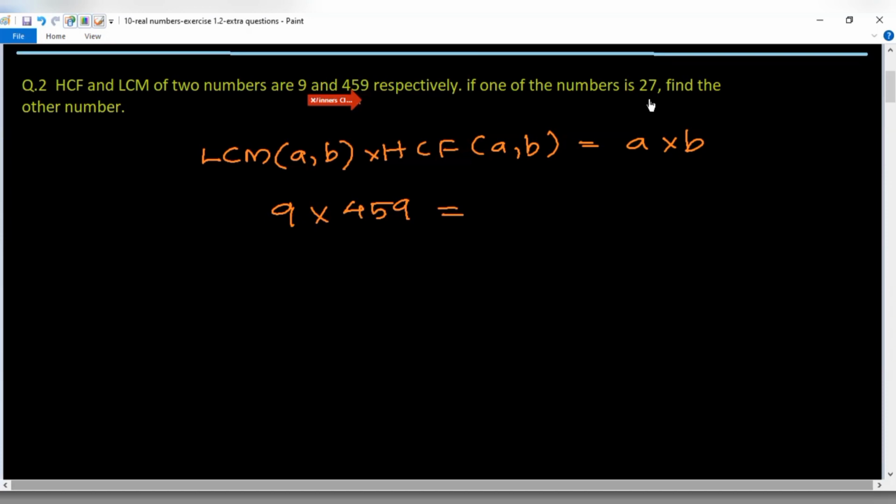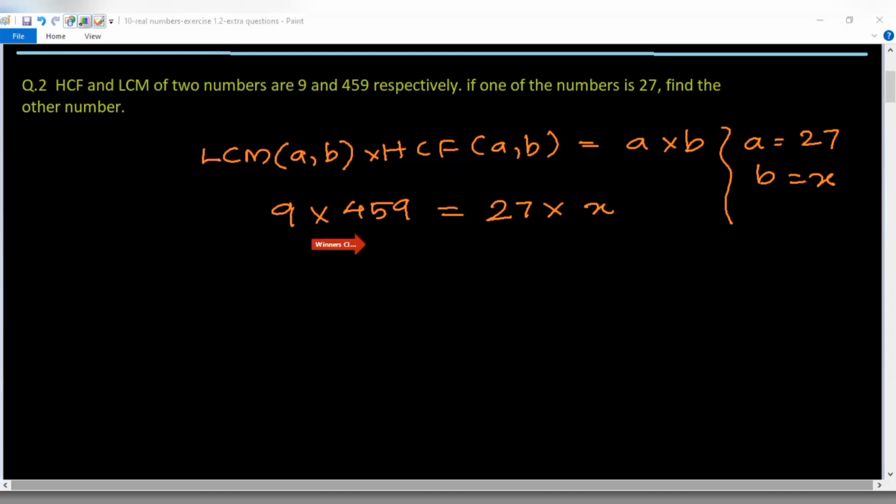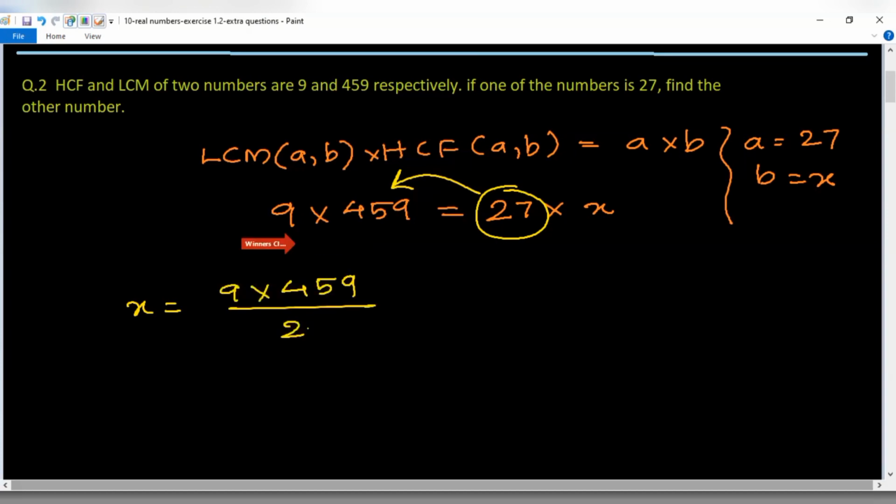And one among the numbers is given as 27. So it is 27 into the unknown number. See here, one of the numbers is given as 27 and the other number is unknown. Let us take it as x. That is why it became like this. 27 into x is equal to this. So in order to get x, we have to take this 27 to the other side, right? So x is equal to, and here it is multiplication. The operation is multiplication. When we take it to the other side, it is division. So 9 into 459 divided by 27.